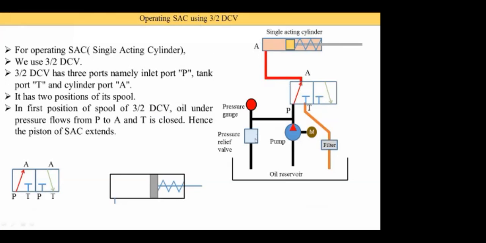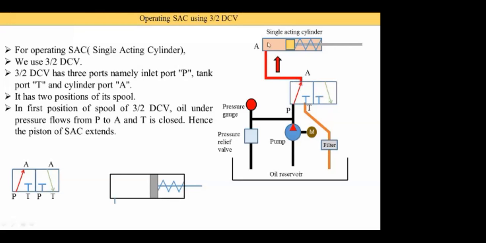Now we understand this first position. In the first position of the spool of the 3/2 DCV, oil under pressure flows from P to A. So here you see the oil in the reservoir is sucked by the pump. In the pump its pressure is increased, then it comes into port P, and from port P the oil is supplied to port A. Here you see one line is provided. In a directional control valve there are various pipe connections. If this closed portion comes, then it is closed. From this A port, the oil is supplied on this pipe connection and the oil is moving in the upward direction.